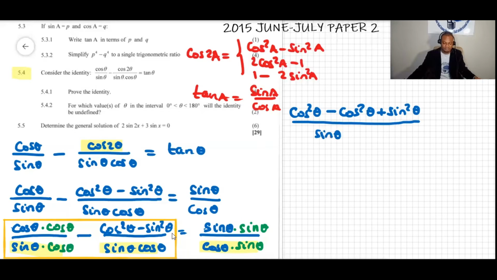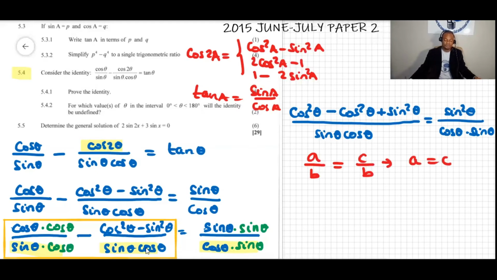sine theta cos theta, and this is equal to sine squared theta over cos theta times sine theta. Okay, you must notice that if we have A over B equal to C over B, this implies that A equals C. When the denominators are the same, the numerators are also equal in the case of an equation like this.